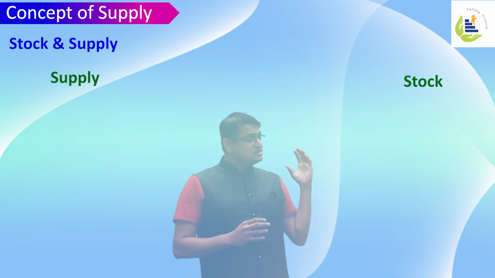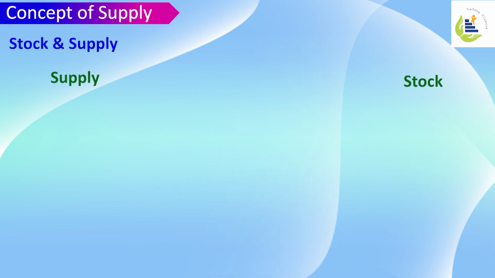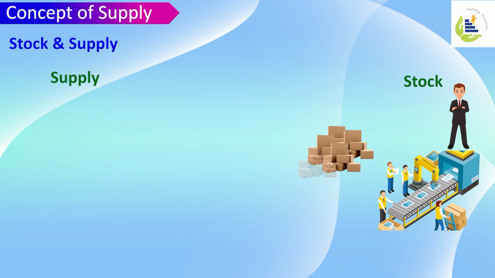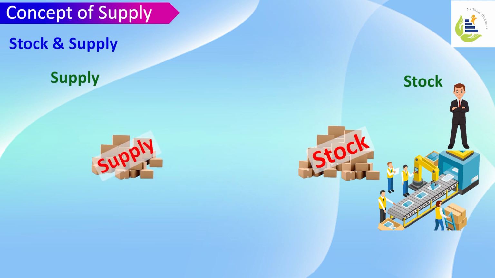Once the producer produces through the factors of production, converts those raw materials into the finished product, and they are ready for consumption, that quantity available with the seller for sale is basically stock. So what happens? Stock doesn't mean supply. Stock is the available quantity. Through stock, supply has been taken out.